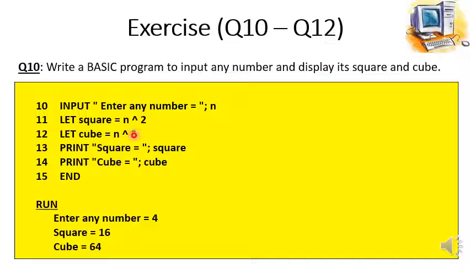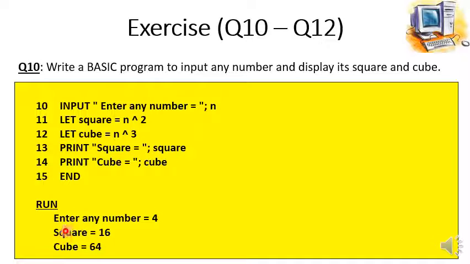Whenever we execute this program, first of all it will display the message enter any number with the help of this input statement, and the number that we will input is, let's say, 4. So 4 is going to be stored inside variable n. Further, after that the value of the square and cube will be evaluated. Now the value of n is 4, n power 2, so it will give us 16, 4 fours are 16. And further, in the next statement, cube is equal to n power 3, 4 cube. So 4 multiplied by 4, 16, and 16 multiplied by 4, again 64.